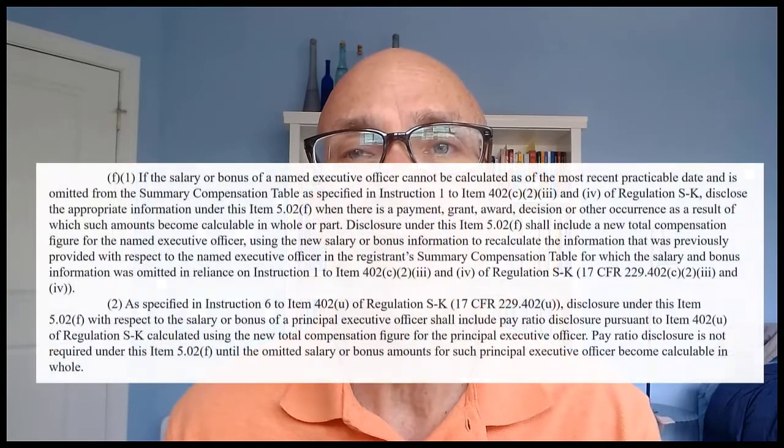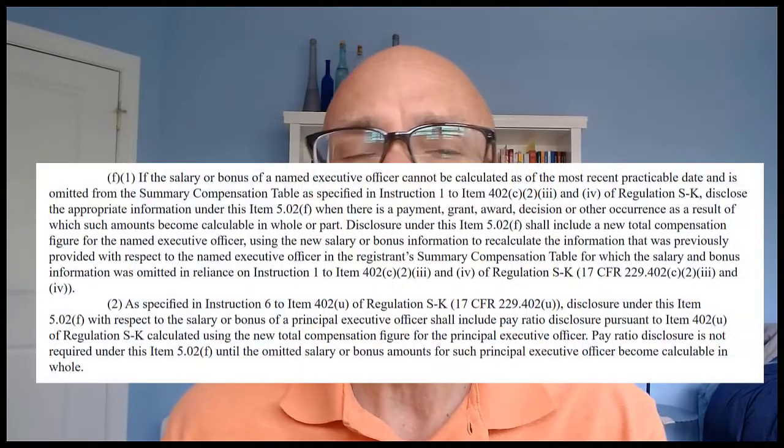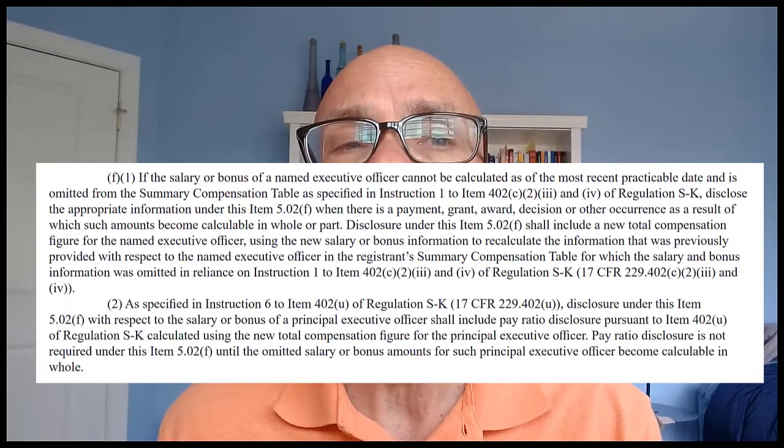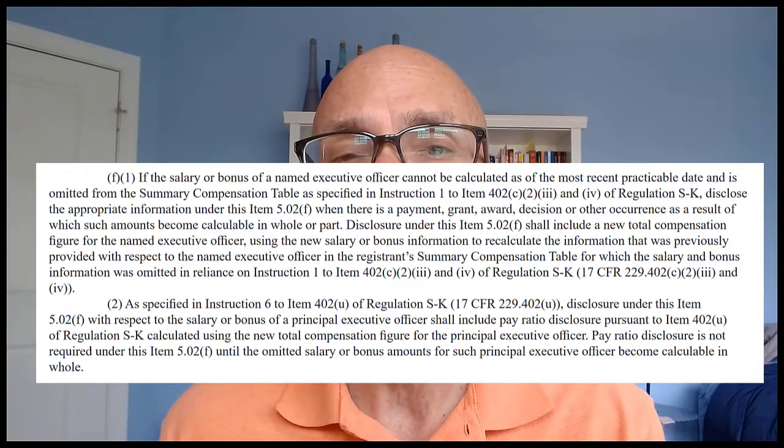Item 5.02(f) of Form 8-K requires companies to file a Form 8-K once there is a payment, grant, award decision, or other occurrence that results in a previously omitted NEO salary or bonus amount being calculable. In the summary compensation table, you have disclosure about the compensation for the 5 named executive officers, the NEOs. If you don't have some information you need for that table, you'll have a footnote to the table indicating so.